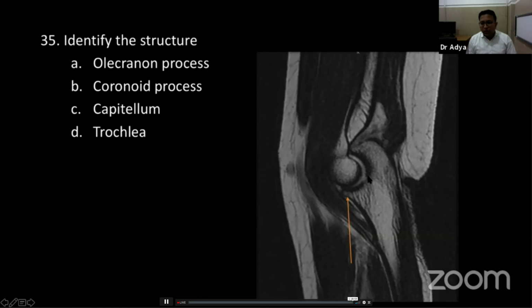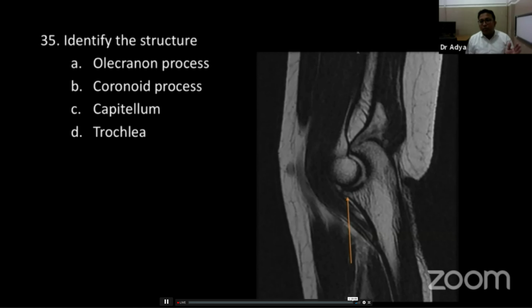Along with the pseudo defect of the capitulum and the pseudo loose body, another structure is the plica, that is the synovial plica, which is a meniscus-like structure that usually lies at the lateral part of the radiocapitellar joint. So these three structures are normal variations which can simulate a tear, a fracture or an osteochondral defect. So the answer is coronoid process.